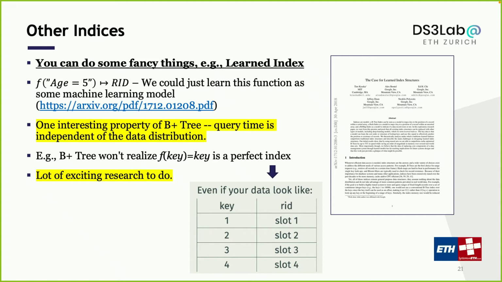So now we know three: sequential scan, B plus tree, and hash table. That's enough for us to understand the upper layer. But in practice, there's a whole bunch of other things that you are able to do.